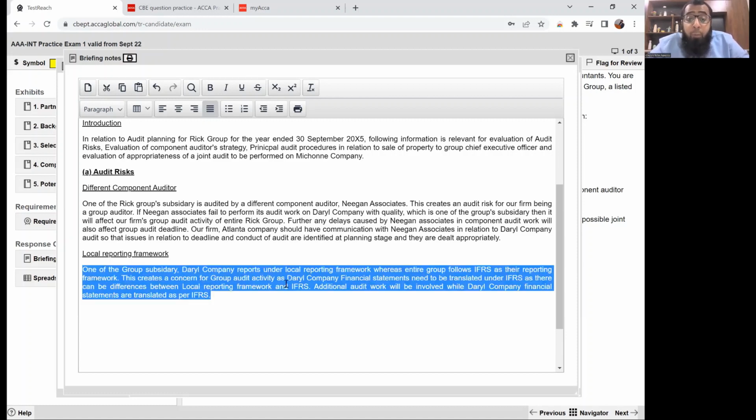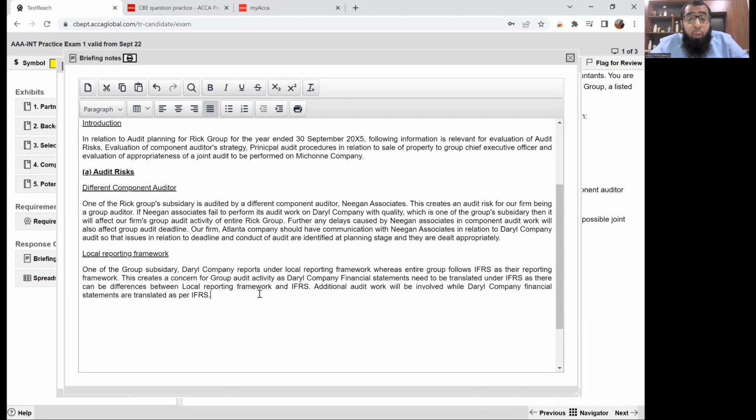This creates a concern from a group audit perspective, as the Darrell company's financial statements need to be translated under IFRS, as there can be differences between the local reporting framework and IFRS. So additional audit work will be involved at the end of Negan Associates, being a component auditor, and also for the group auditor, Atlanta company.